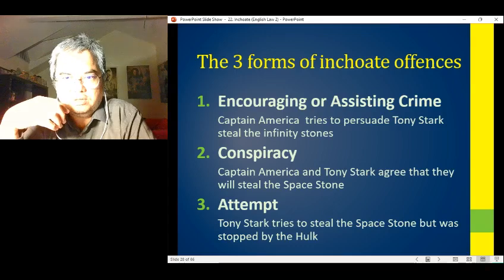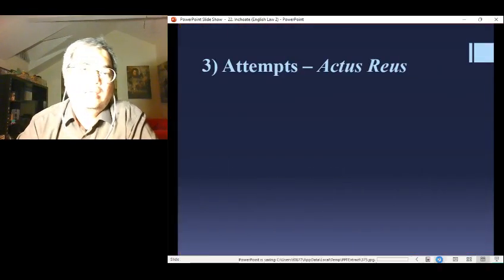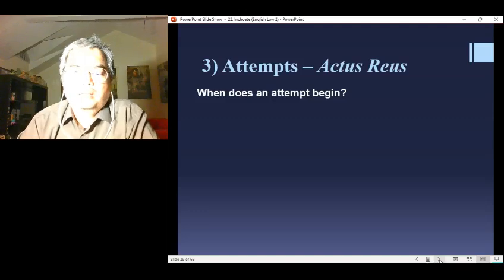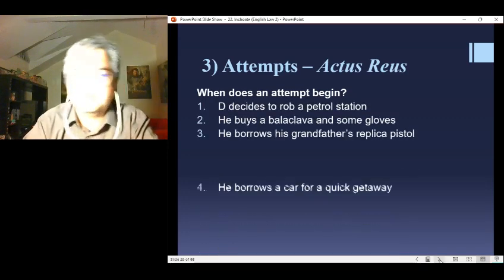We now move on to the inchoate offense of attempt. Now, attempt can be quite tricky, right? So look at this example. When does an attempt begin?